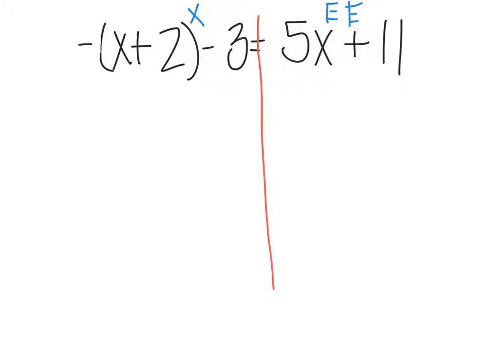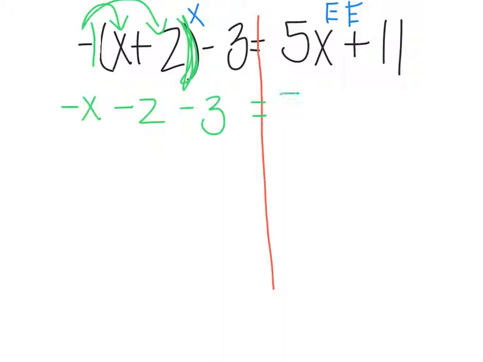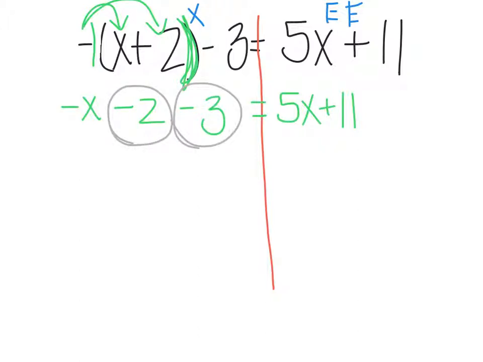Remember, when you have a negative sign in front of the parentheses, that really means there's a 1 there. So I'm going to multiply negative 1 times x, which is negative x. Negative 1 times 2 is negative 2. And because the parentheses stops, I stop. So I'm going to bring down my minus 3 equals 5x plus 11. Well, when I look at this, I see that I have a minus 2 and a minus 3. These are like terms, so we can combine them together.